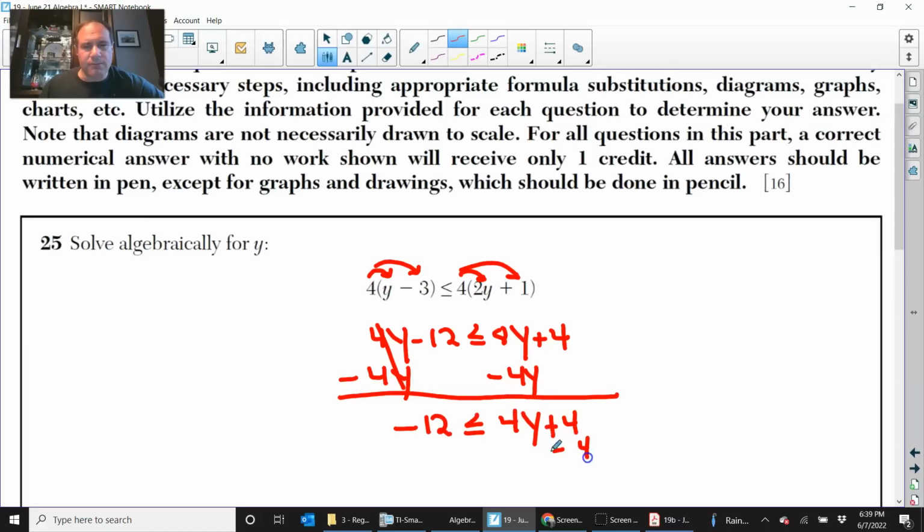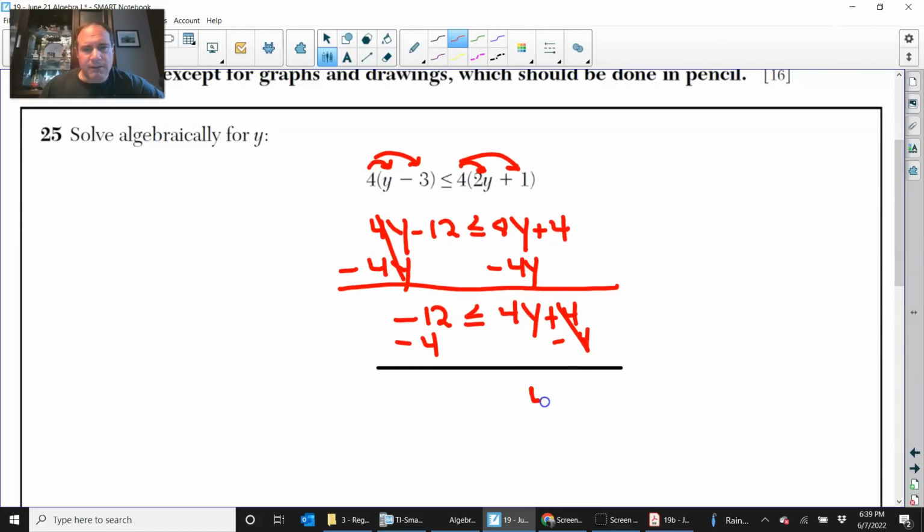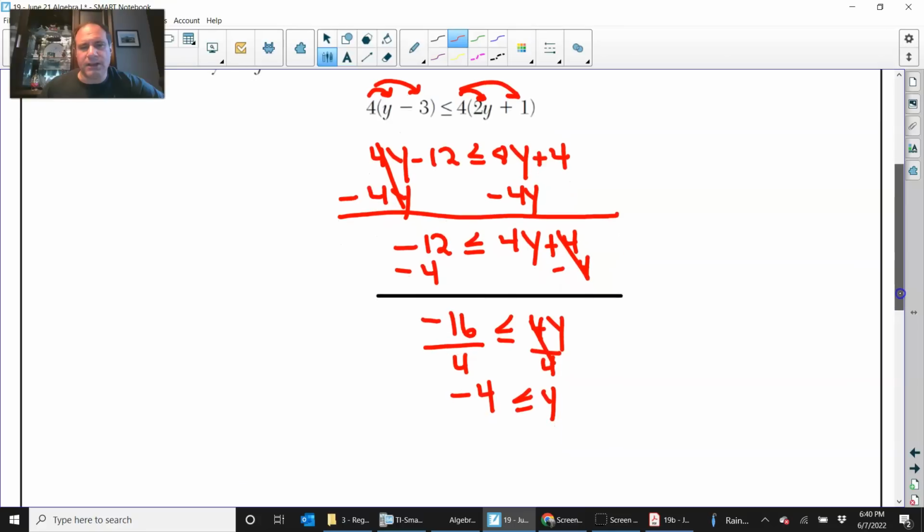Then you minus 4 on both sides. And this cancels. We move this down just a little bit. And you have 4y is greater than or equal to negative 16. You're dividing by a positive, so you do not flip the inequality symbol. And you get y is greater than or equal to negative 4. And that is your answer. Y is greater than or equal to negative 4.